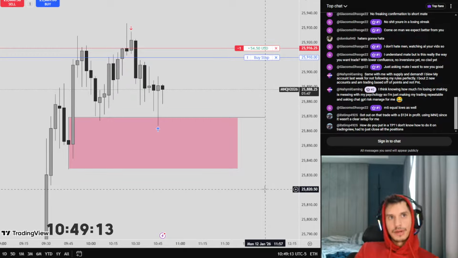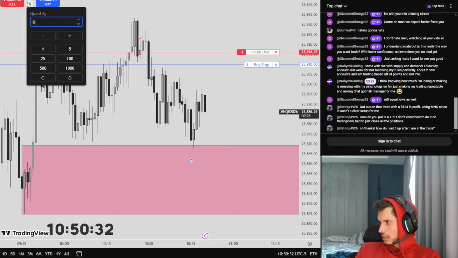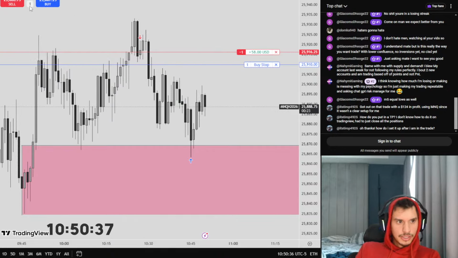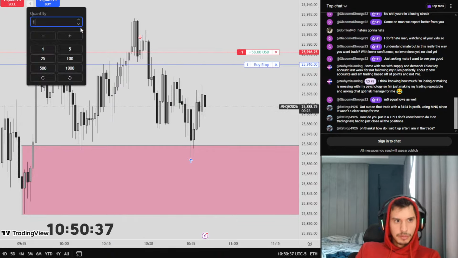The way I did it, I just entered on market and then I right click. How do I set it up after I'm in the trade? This is how I do it. So I open two contracts here and you have to play with this on the top left.